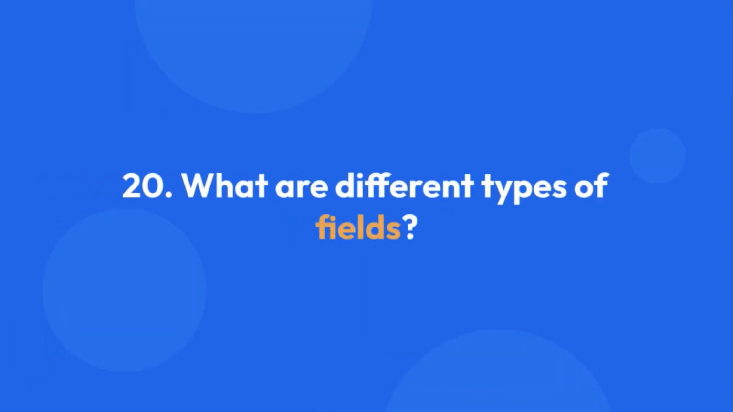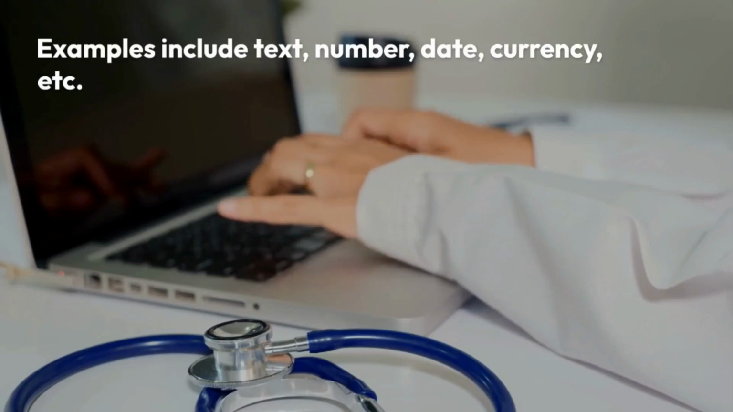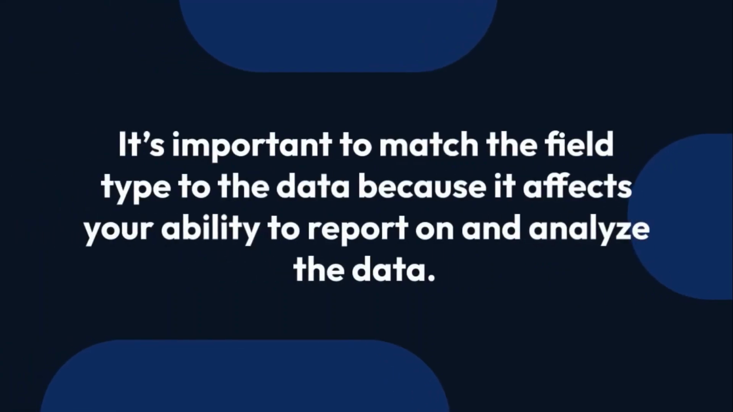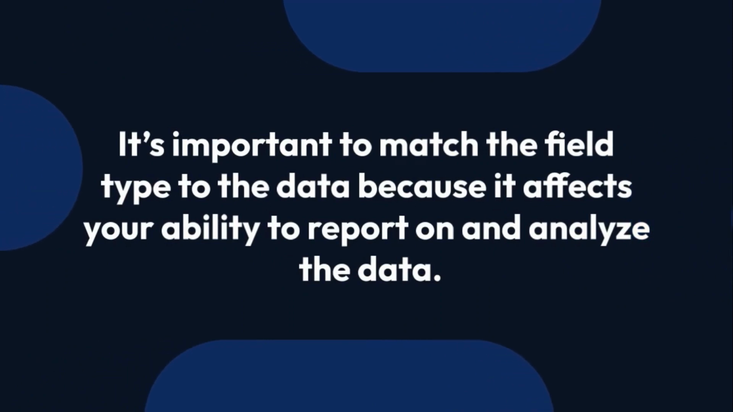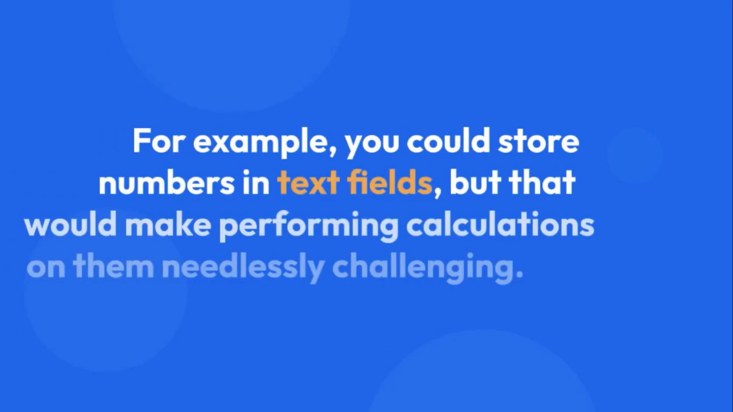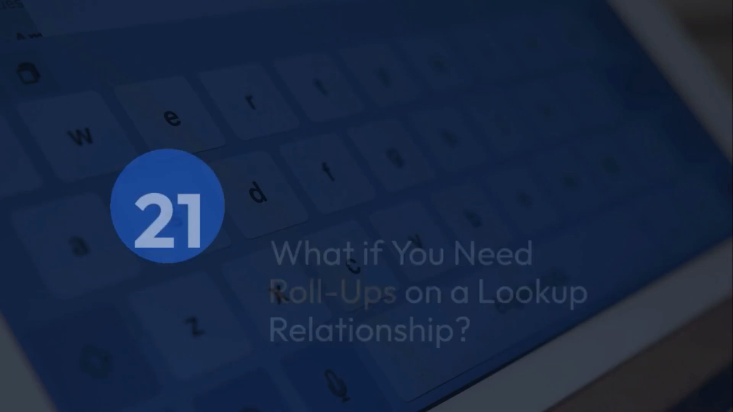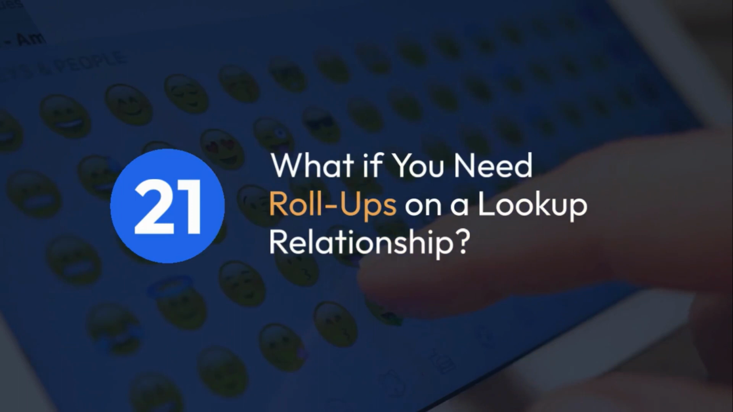20. What are different types of fields? Field types define the type of information you expect users to enter for that field. Examples include text, number, date, currency, etc. It's important to match the field type to the data because it affects your ability to report on and analyze the data. For example, you could store numbers in text fields, but that would make performing calculations on them needlessly challenging.